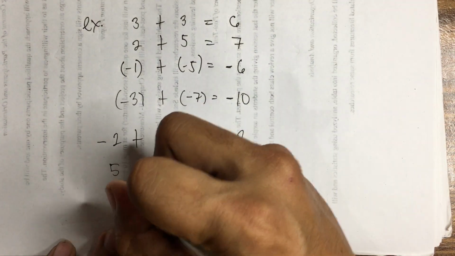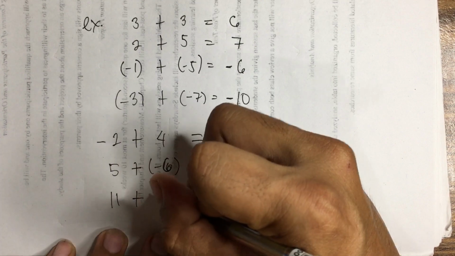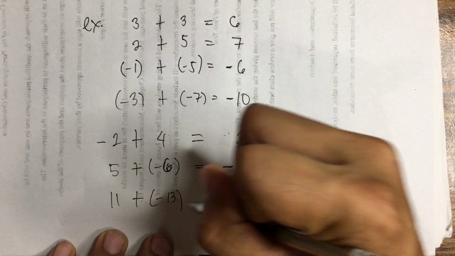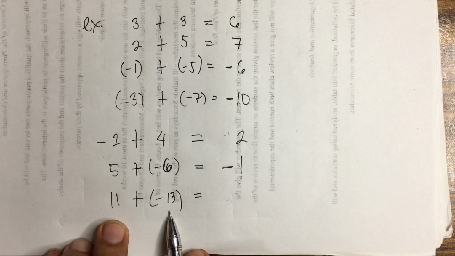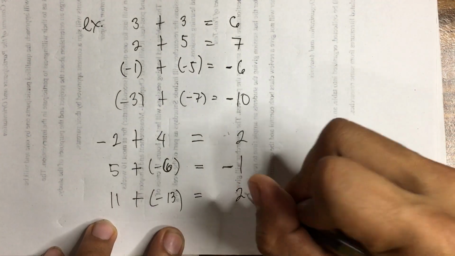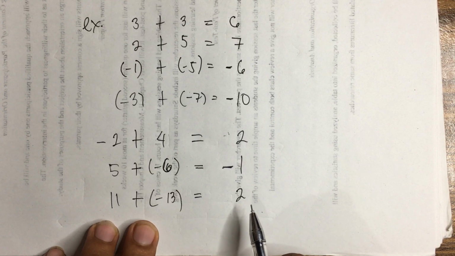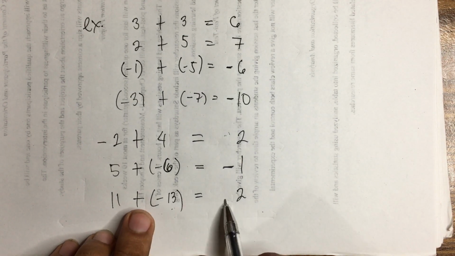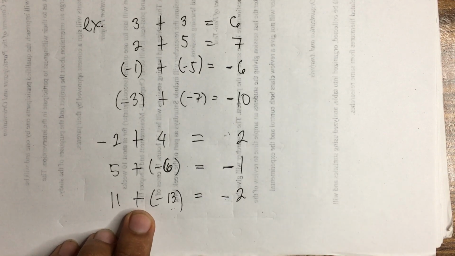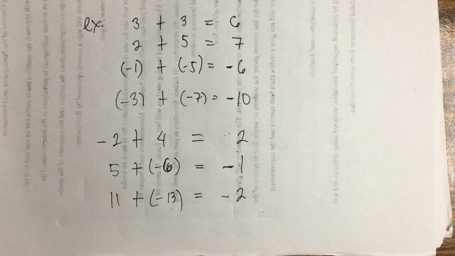Again, 11 plus negative 13. Do they have the same signs? No. So, therefore, subtract 13 minus 11, that is 2. Who has the greater number, 11 or 13? That is 13. What is the sign of 13? Negative. So copy, negative 2. And that is now the examples.